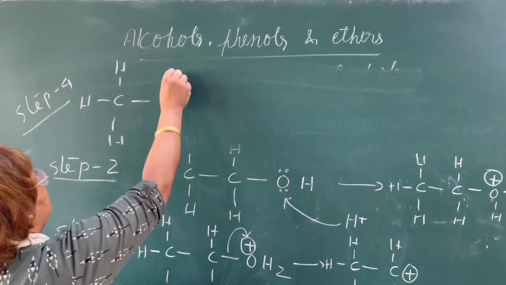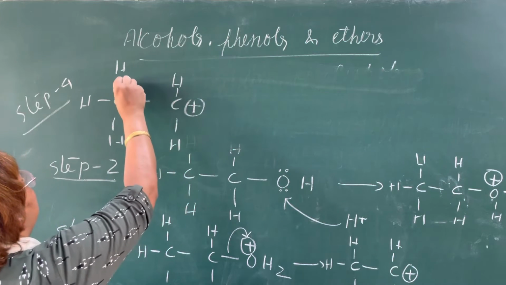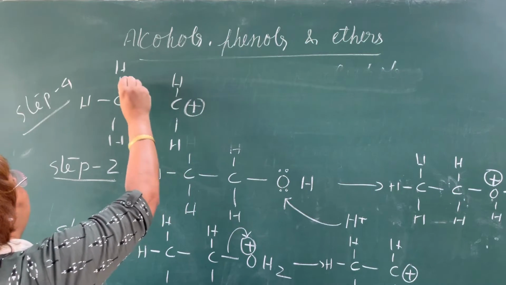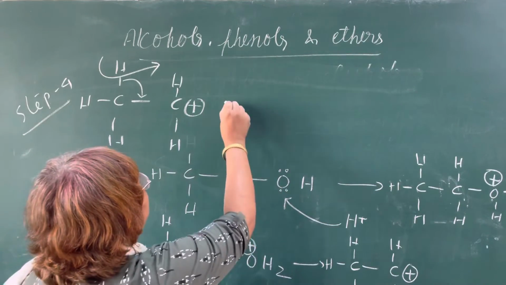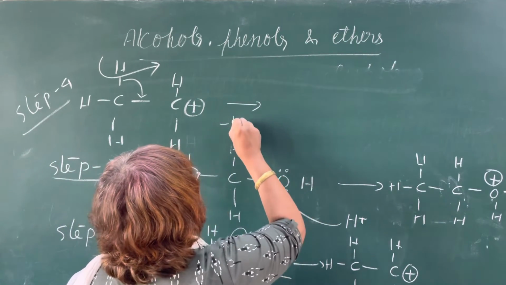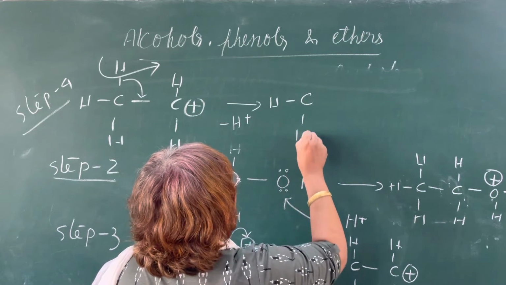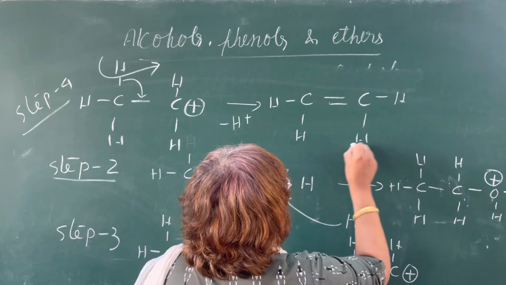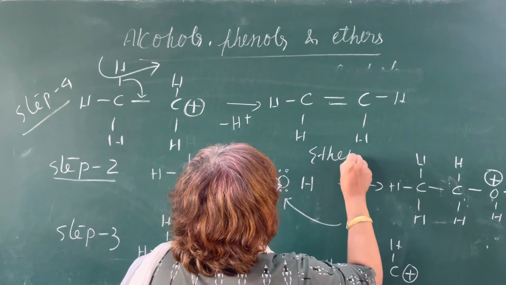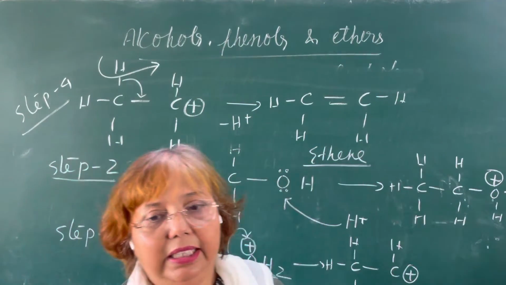CH2, positive charge. This hydrogen comes over, this bond comes over here, and hydrogen is lost as a proton, minus H plus ion, and it results into the formation of an alkene, that is ethene. So this is how dehydration takes place, resulting into an ethene.